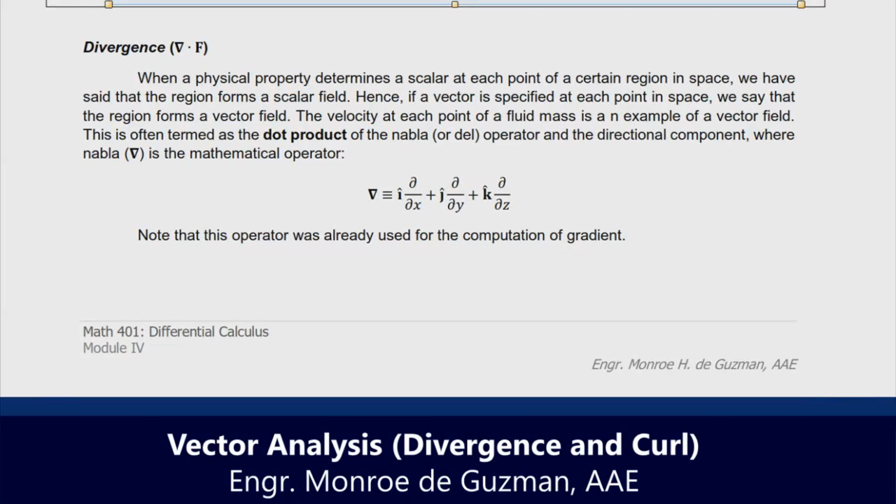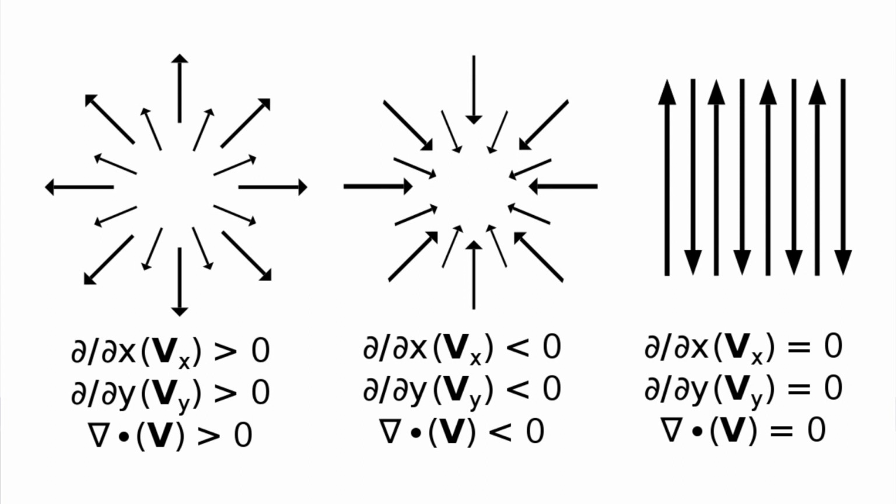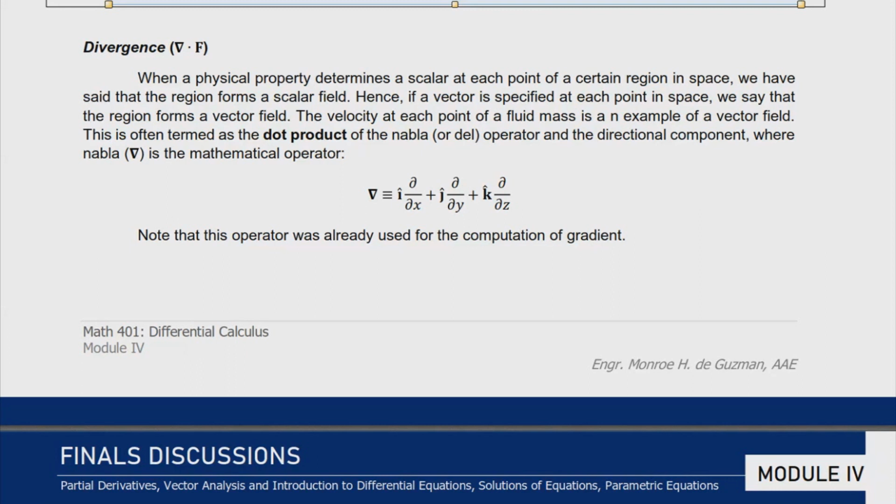Now let's move on to the next application of vector analysis, which is all about divergence. If you have a vector that is specified at any point in the region or space, we could say that this region forms a vector field. And if we have some scalar quantity at each point in a certain region, then the region forms a scalar field. And that's the same way in divergence.